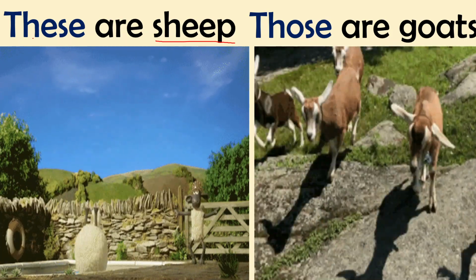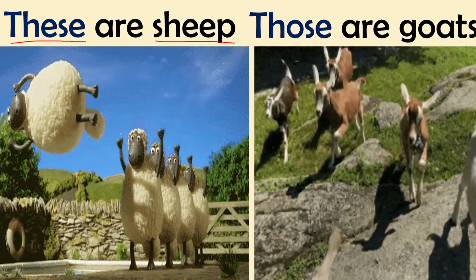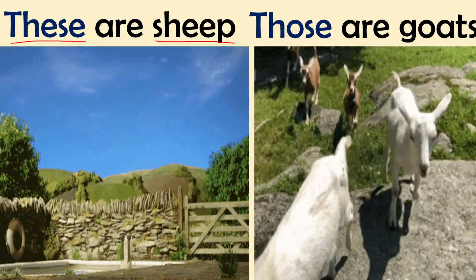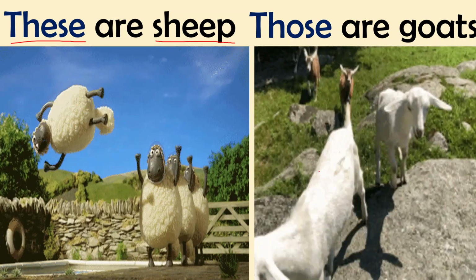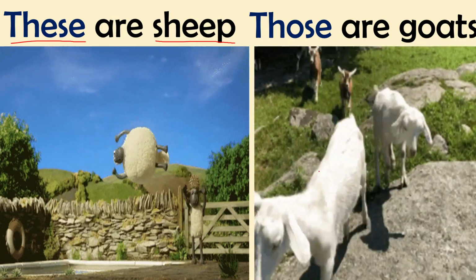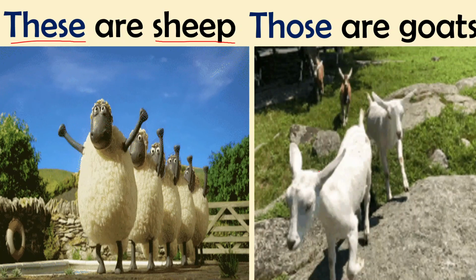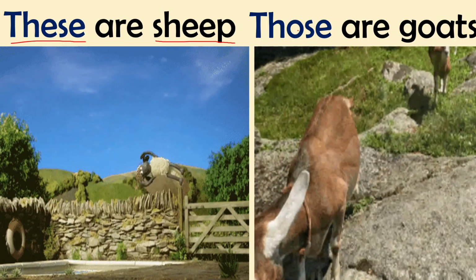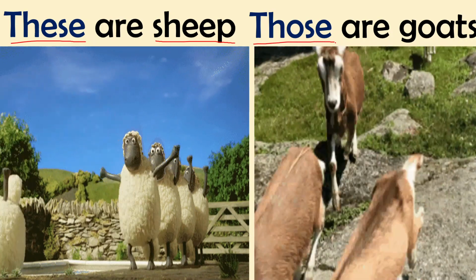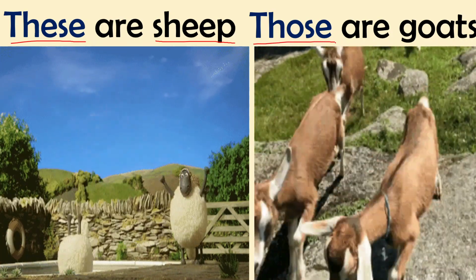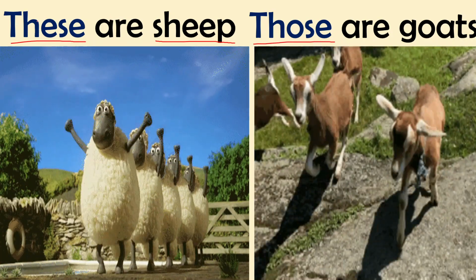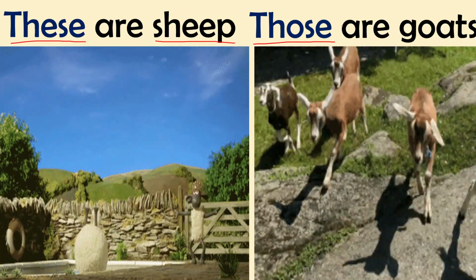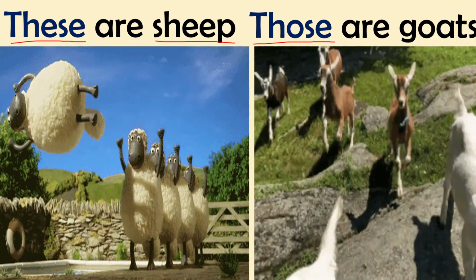These are sheep, because these sheep are in front of you. But those are goats, because they are running away from you. When showing things which are away from you, you can say those are goats. These two words are in the plural form. These are sheep because the sheep are in front of yourself, and those are goats because those goats are away from your end.